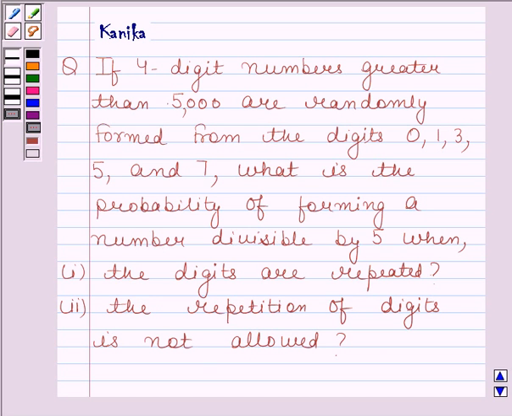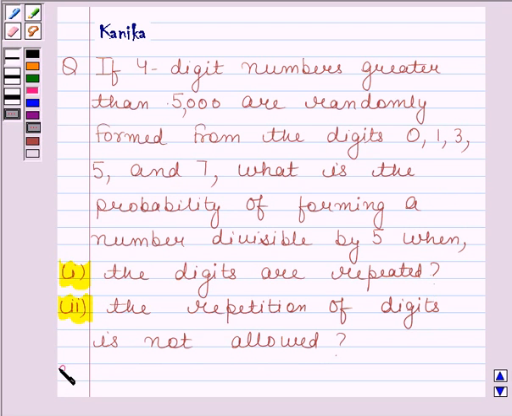The question says, if four digit numbers greater than 5000 are randomly formed from the digits 0, 1, 3, 5 and 7, what is the probability of forming a number divisible by 5 when first part is that digits are repeated, second part is the repetition of digits is not allowed?